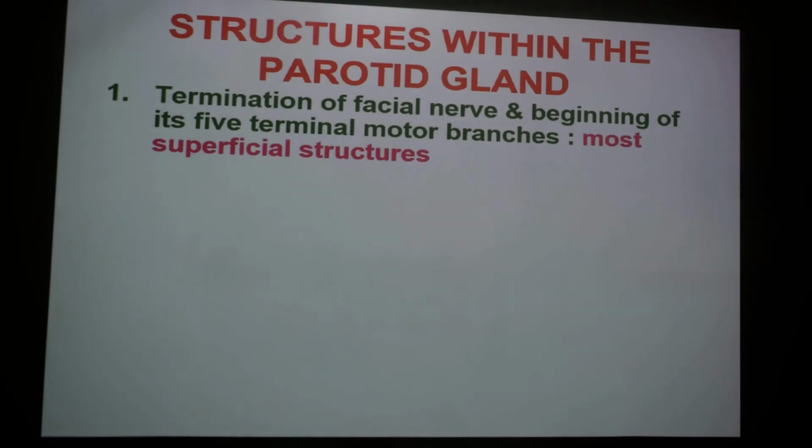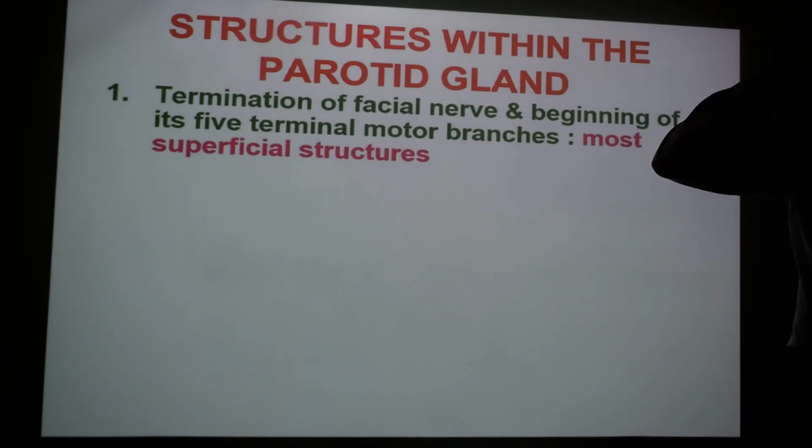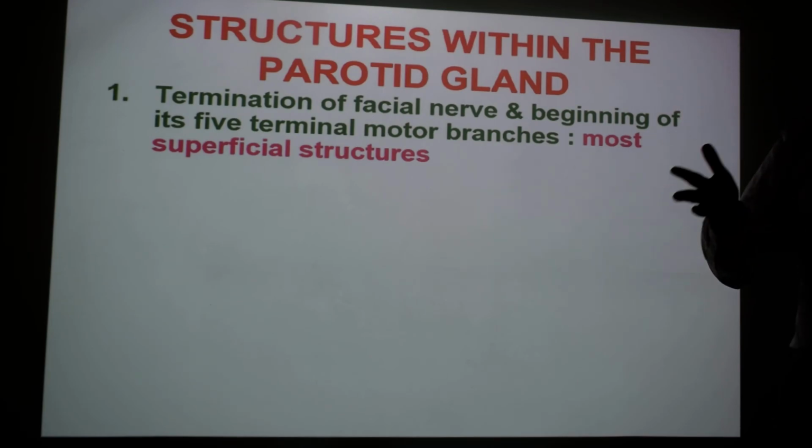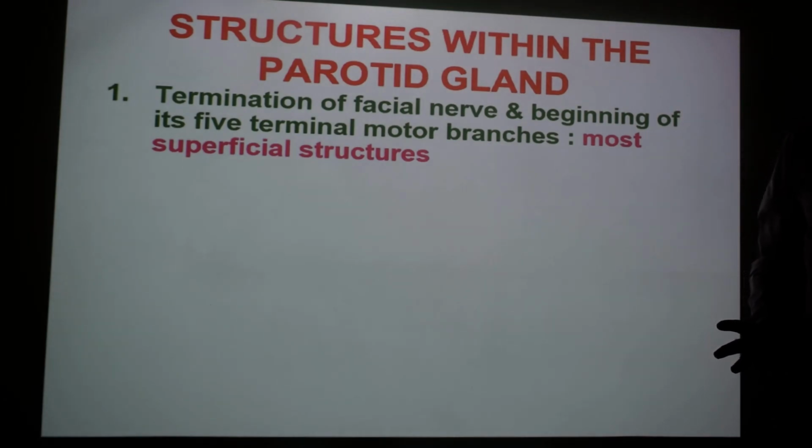These 5 branches are going to exit out. First, the main facial nerve is going to enter into the parotid gland, and then it is going to give 5 motor branches on the face: temporal, zygomatic, buccal, mandibular, and cervical. These 5 branches of the facial nerve are the most superficial structure within the substance of the parotid gland.